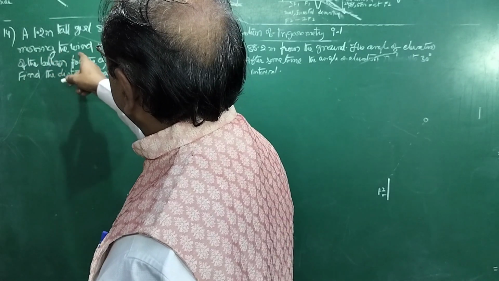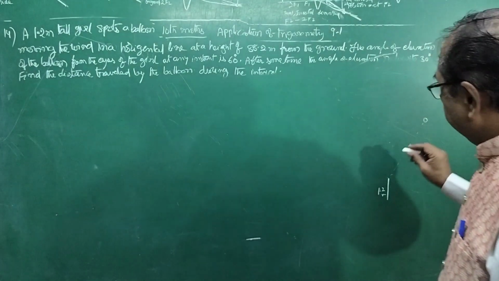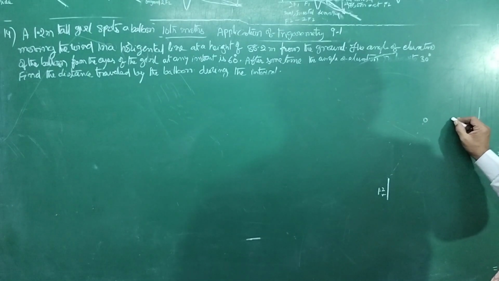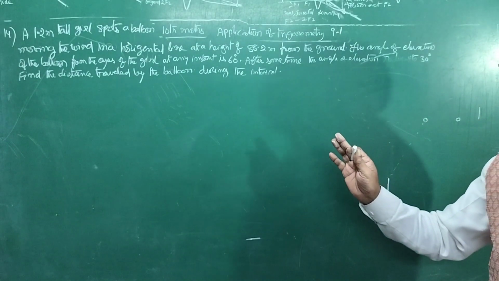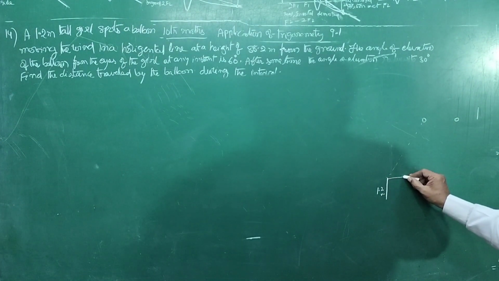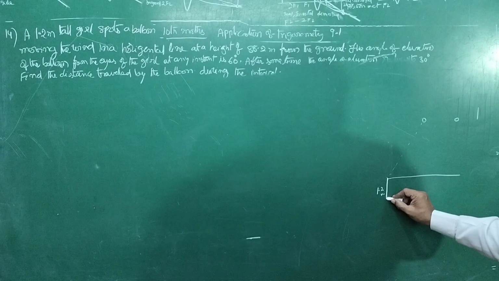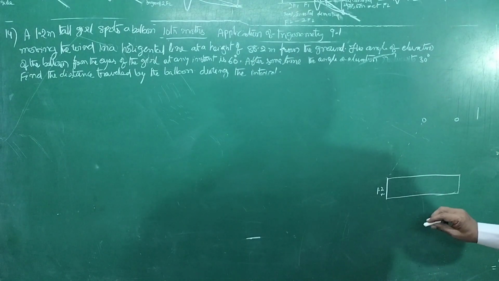The balloon is moving with the wind in a horizontal line. Yes, the girl is here. It is the base. This is the girl's height.